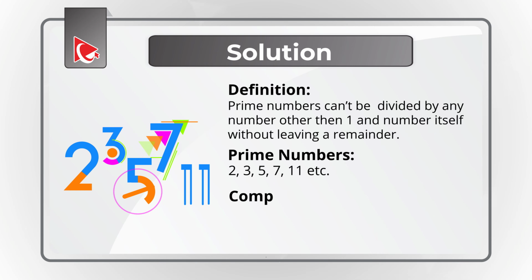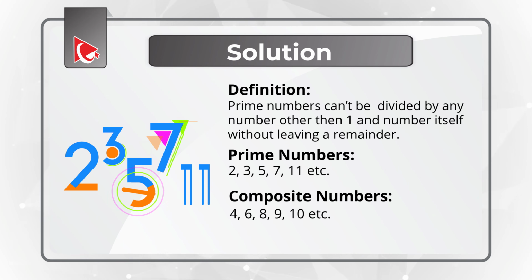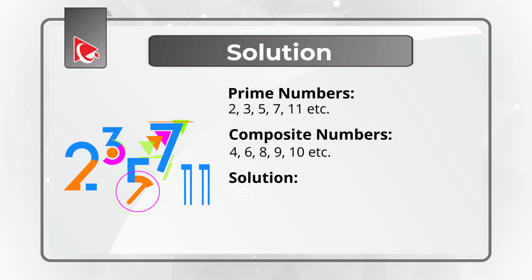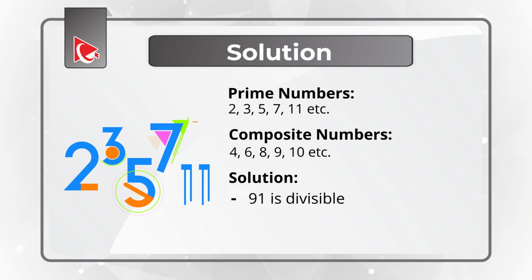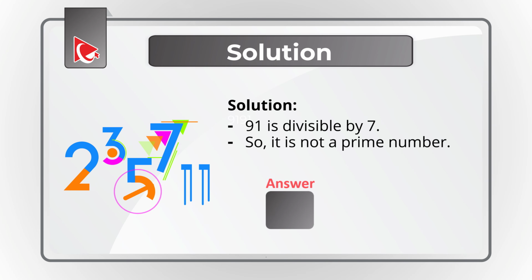The opposite of prime numbers are composite numbers, and examples of those would be 4, which could be divided by 2, 6, which could be divided by 2 and 3, 8, which could be divided by 2 and 4, 9, 10, and you can continue the sequence. As you might have figured out, of the numbers presented, 91 is divisible by 7. So 91 is not a prime number, which means that the correct solution is choice D, 91.